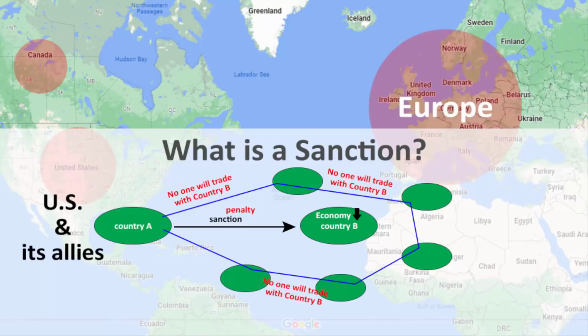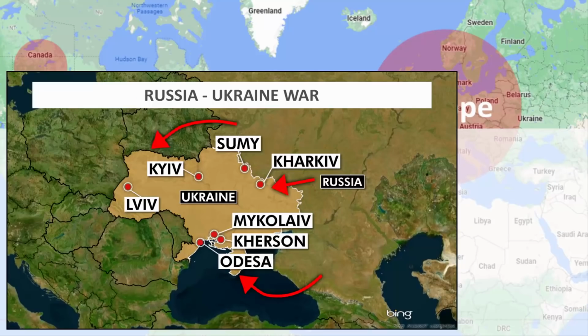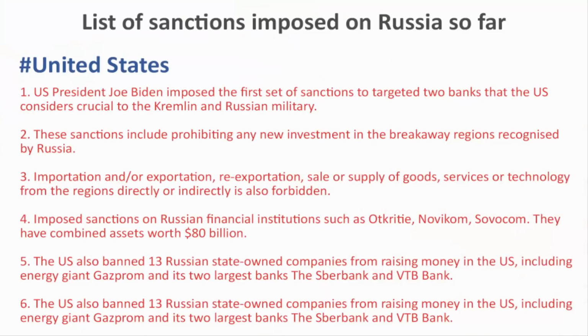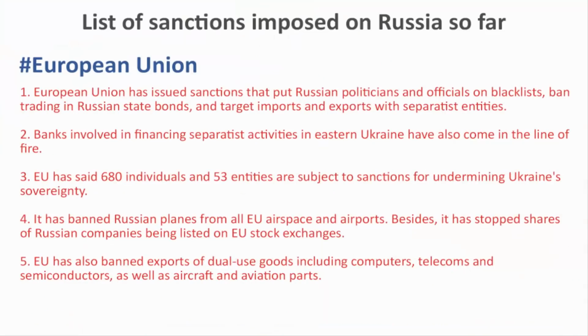So United States and its allies use sanctions to protect their position of being superior, or you can say it gives them the authority of being the watchdog of the world. Now, as you may know, because of this Russia-Ukraine war, United States and its allies have put numerous sanctions on Russia. Here's the list of sanctions imposed on Russia so far.